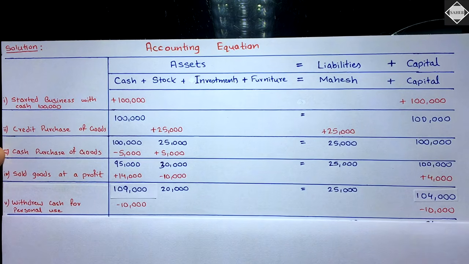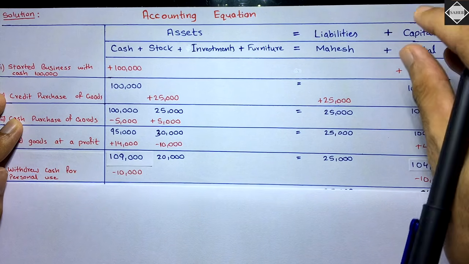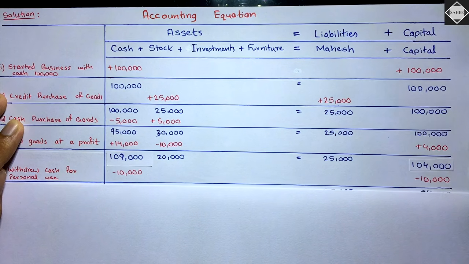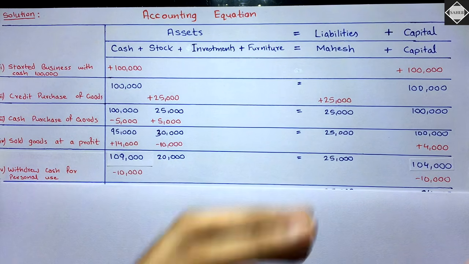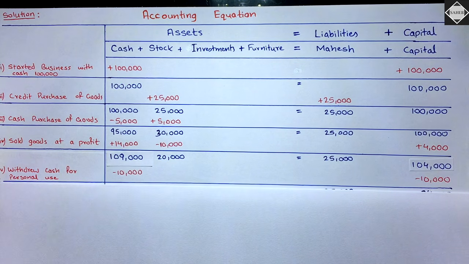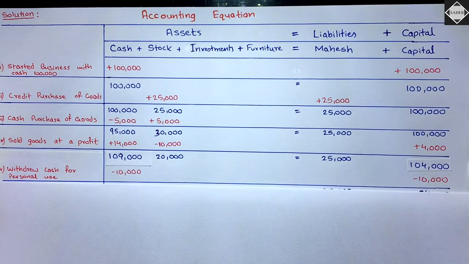Because understand, the owner has taken the money out of the business. So the owner's claim, what is capital? What is equity? Owner's claim in the business. If the owner is taking out some money from the business, then of course, now you are an accountant of the business, you will reduce the capital, isn't it? Yes, that's what you will do.